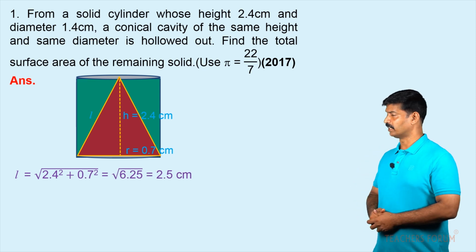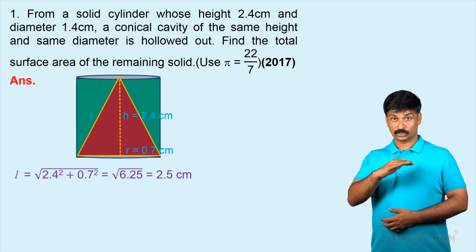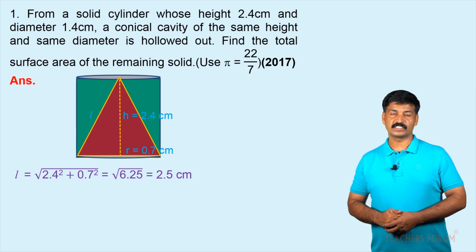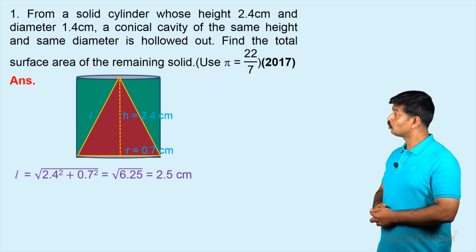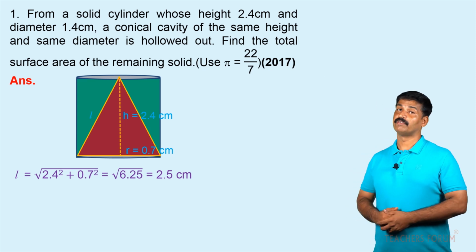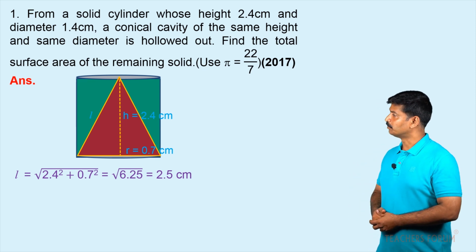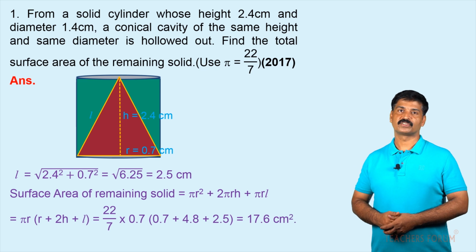So the remaining surface area of the solid is equal to pi r square, that is the top area, circular in shape, plus 2 pi RH, that is the CSA of cylinder, plus the lateral surface area of cone, that is pi RL. You know all the values. Substitute, then it becomes 17.6 centimeter square.